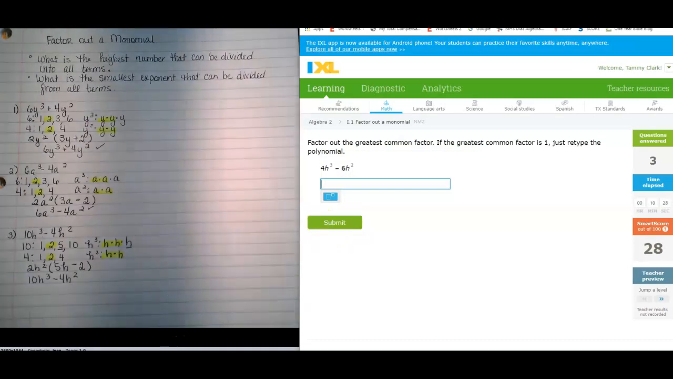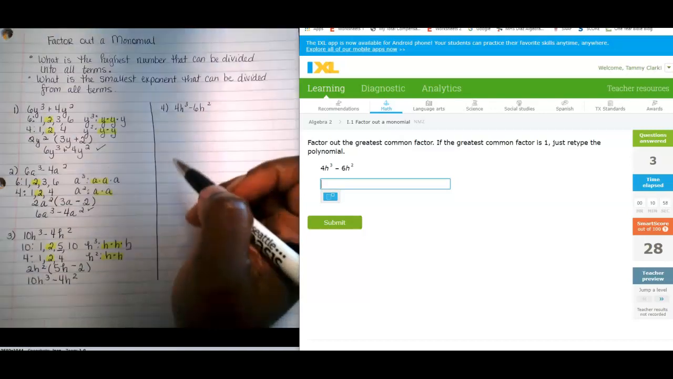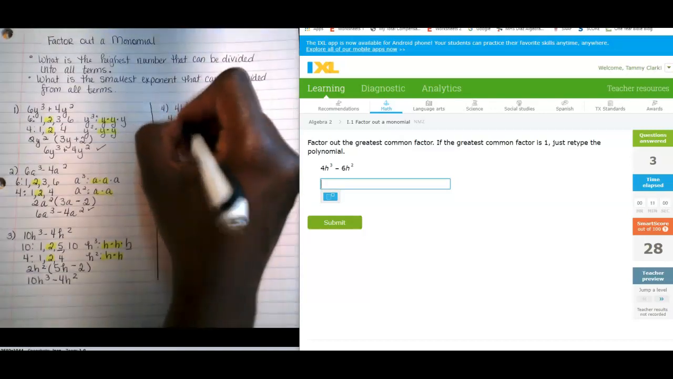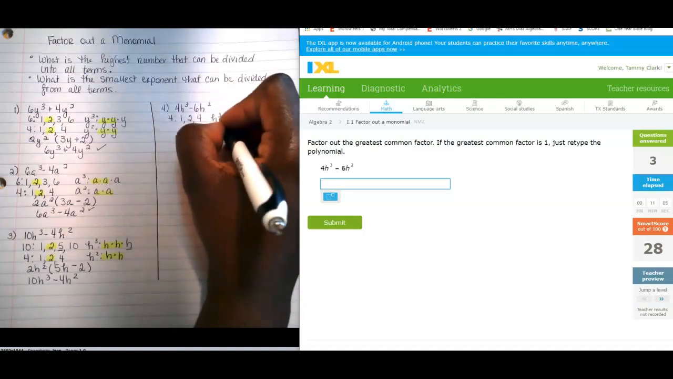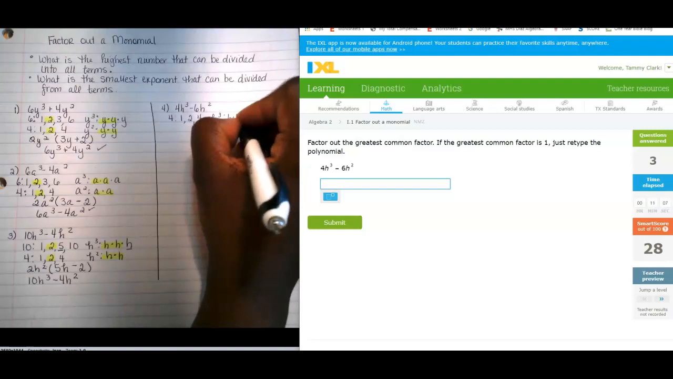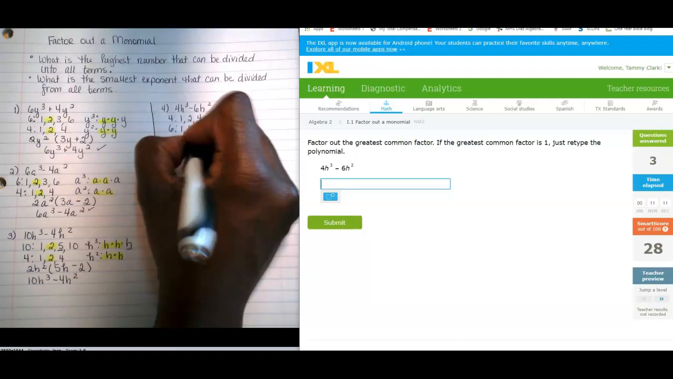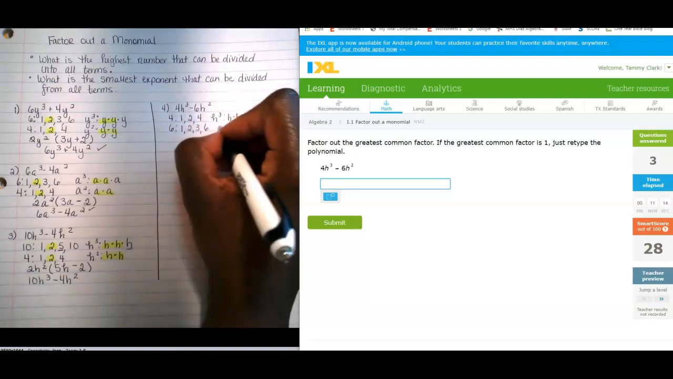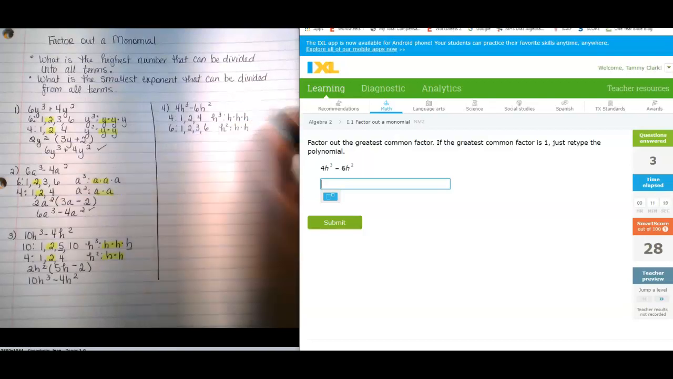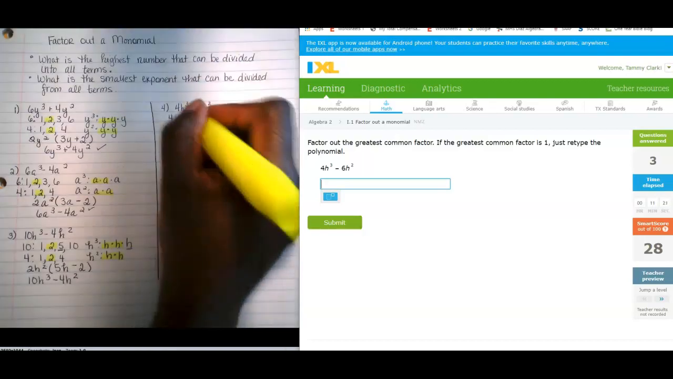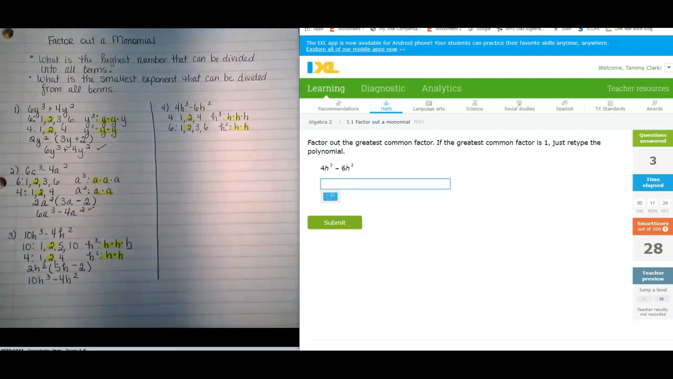All right, here is our next problem. We've got 4h cubed minus 6h squared. The factors of 4 are 1, 2, and 4. The factors of h cubed are h multiplied by h multiplied by h. The factors of 6 are 1, 2, 3, and 6. The factors of h squared are h times h. So again, we see that our largest factor is 2. The smallest exponent we have in common is 2.